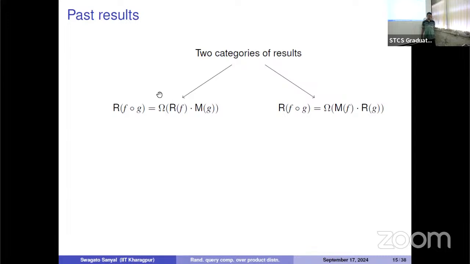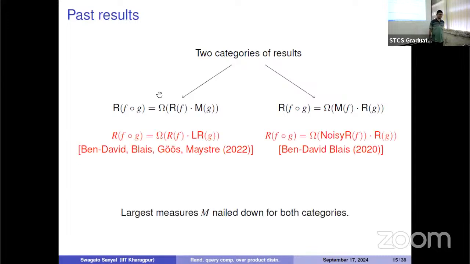And for both categories of results, people have nailed down the asymptotically largest measures M for which they can be proved. Wait, what does this mean? Nail down. So they have shown that R of F compose G is at most R of F times LR of G.